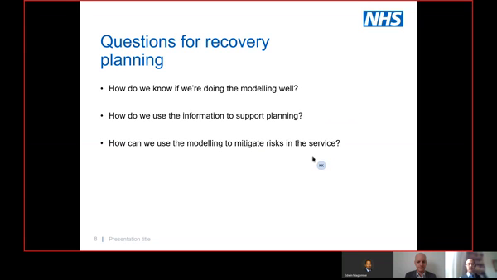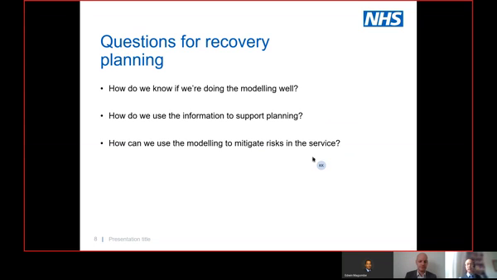So once we've actually got a model that we are reasonably comfortable with in terms of its outputs, there's some follow-up questions to consider, really. And this is where it really links in with how you're actually going to be applying it to help your service recover from the impact of COVID-19.